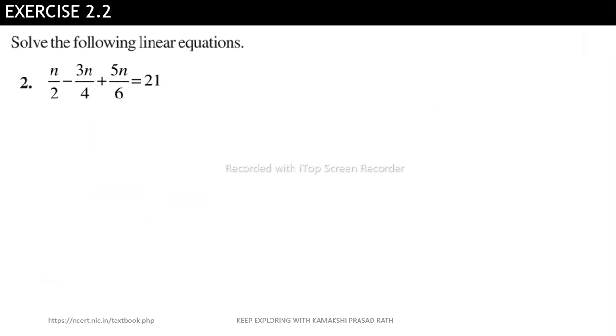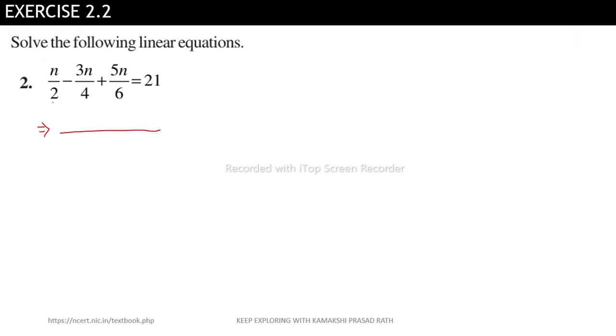Moving on to the next question: n/2 - 3n/4 + 5n/6 = 21. Same process here. We have all the variables on the left hand side, so there is no need for any shifting of any variable. Let's solve it the same way as we have done for fractions.